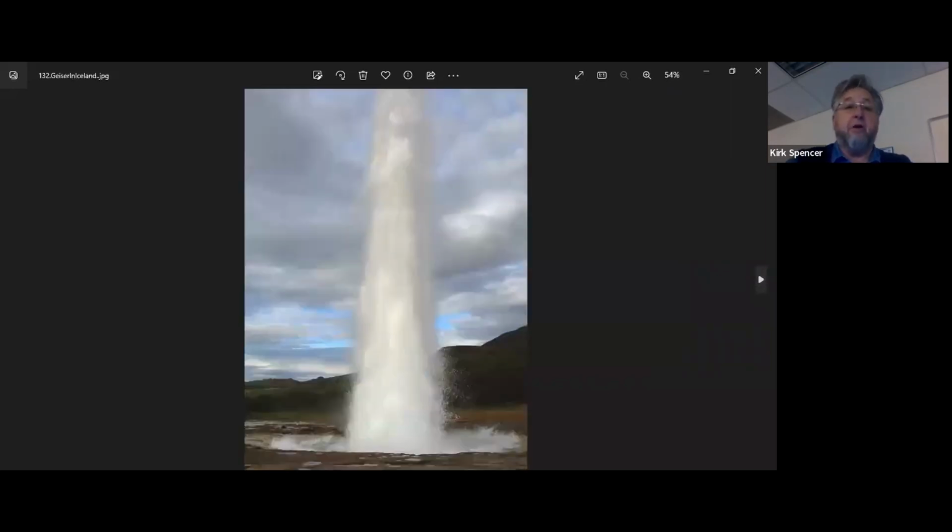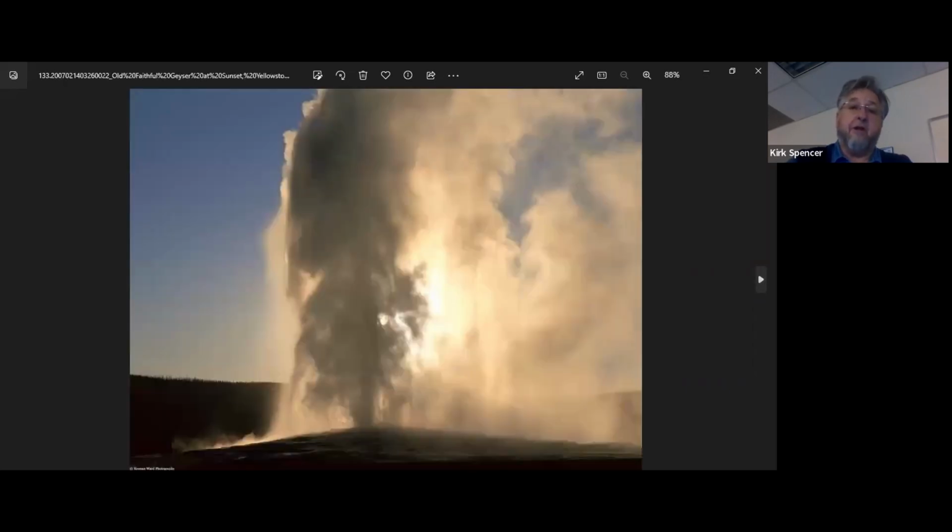Most famous geyser in America, at least, is Old Faithful. You see here near the lodge at Yellowstone National Park. I was there in the early 80s. I think they had a schedule on the wall. That's how faithful it was.